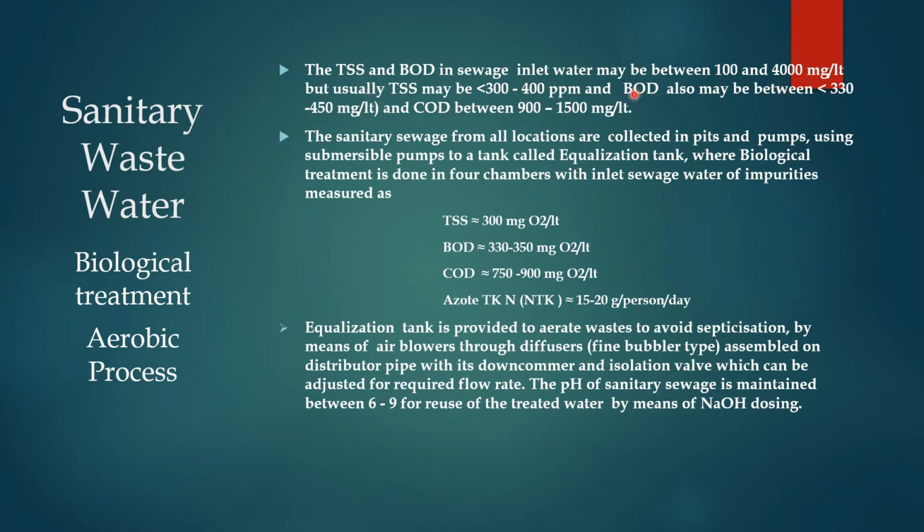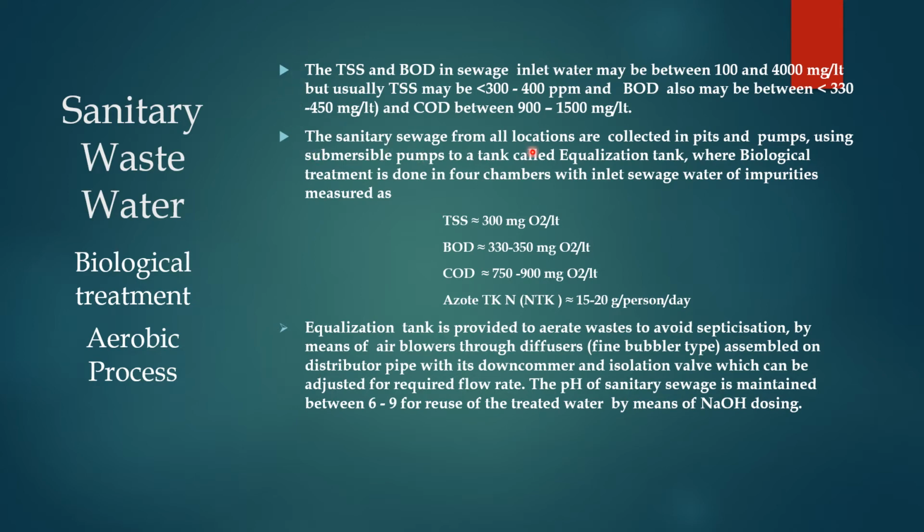That is, if it is 300 TSS, the BOD will be around 330. So if it is 400, it means around 450. Chemical oxygen demand is 4 to 5 times more than BOD. So in the incoming sewage water, it will be between 900 and 1500 milligram per liter. This is the inlet water quality, or impurities in the sewage inlet effluent.